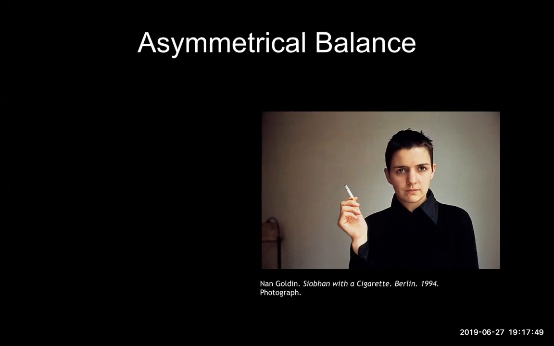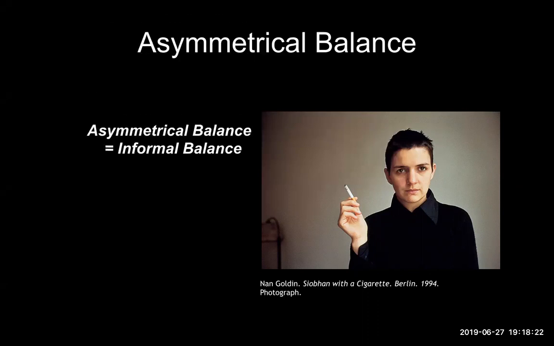So here's an example of a photographer who used asymmetrical balance to create a portrait that is less formal. The subject is not dead center, but because of the way her hand and the cigarette are positioned, you have a sense that there's balance here, and it adds a little more interest than just having her static in the very middle of this portrait.